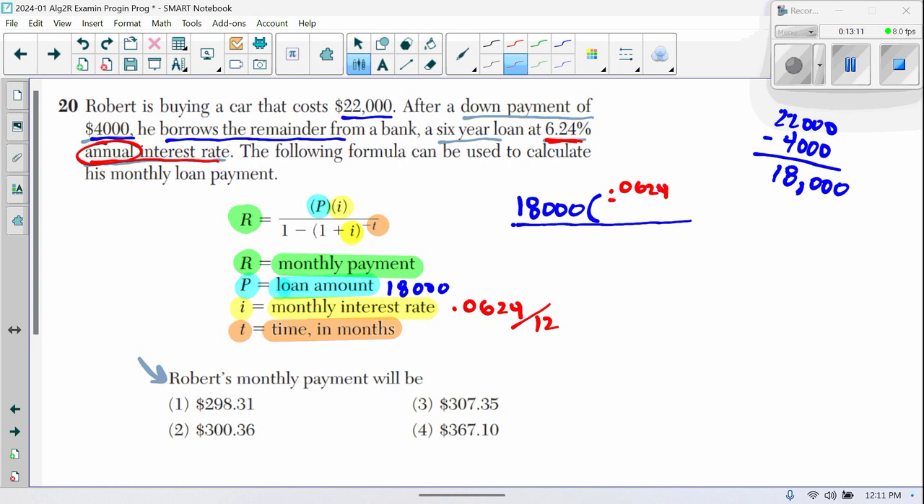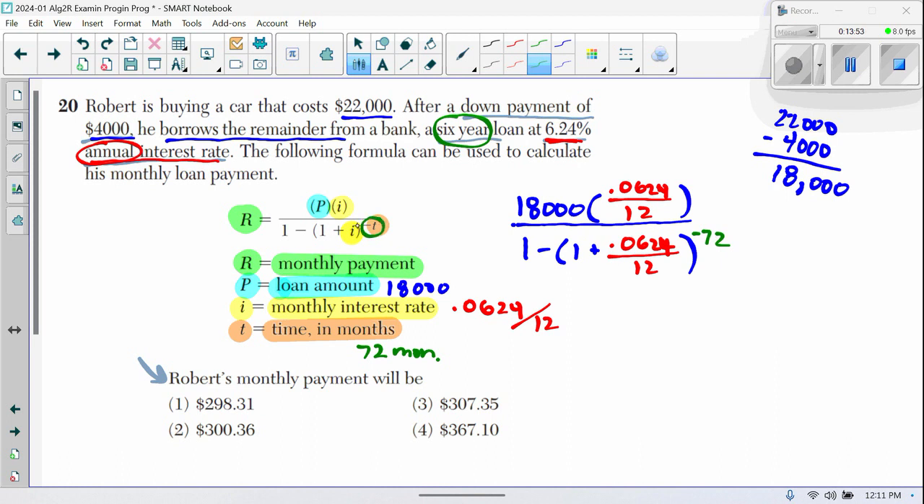0.0624 over 12. Okay? Now, on the bottom, I have 1 minus 1 plus that same monthly interest rate. So it's the same thing. 0.0624 over 12. And last but not least, my number of months. It's 6 years. In 6 years, that's 72 months. Because 6 times 12, 12 months a year, 72 months total in 6 years. So it's negative 72. Keep in mind, my time should be negative, the exponent. I just put that in the calculator and enter.